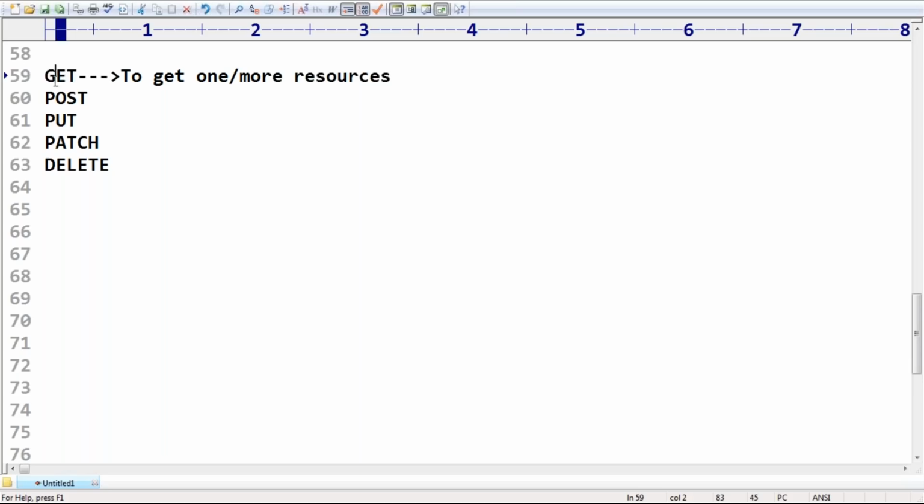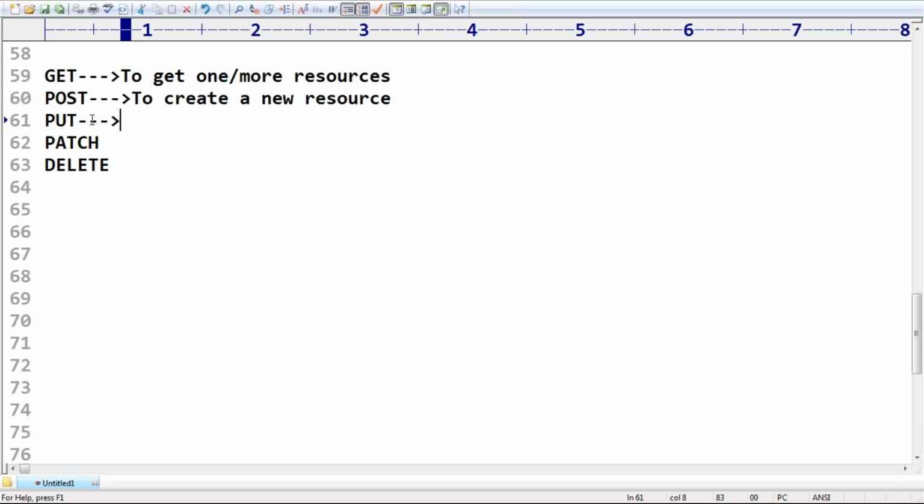Next, post means to create a new resource. To create a new resource, we require to go for post. Remember this one. I want to create a new resource, so we have to use post. For example, I want to create a new employee. This is about my requirement.